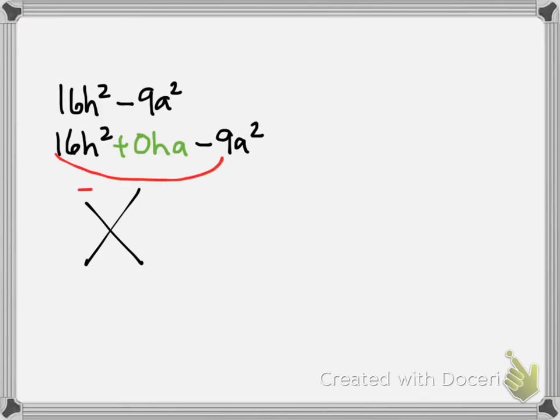And let's see, I have 16 times negative 9, so it's going to give me negative 144. And the sum number is this 0. So I need to think of factors that multiply to give me negative 144, but add to give me 0. Sorry about that, I say it, but it doesn't always look like it. There we go. So what are two factors that multiply to give me negative 144, but add to give me 0?